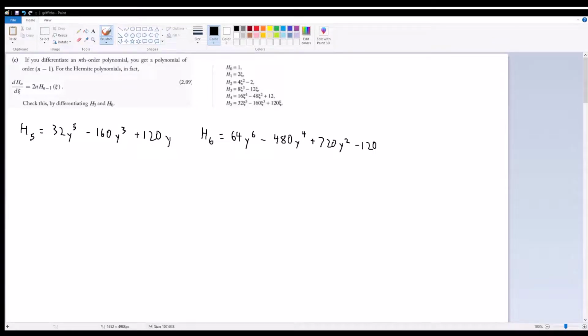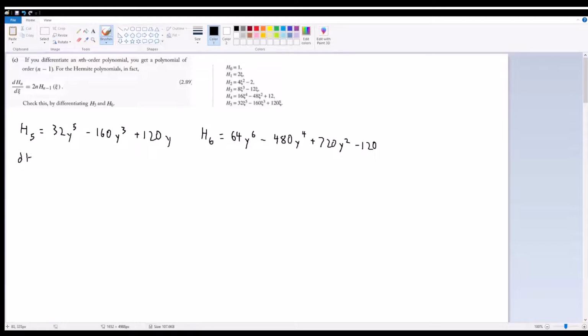In part C, we have a way of deriving the Hermite polynomials without knowing the actual form of the Hermite polynomial itself, by using the previous one in the list. We're asked to verify this by differentiating h5 and h6. So we have h5 and h6 here. Let's start by manually differentiating these without using this formula.